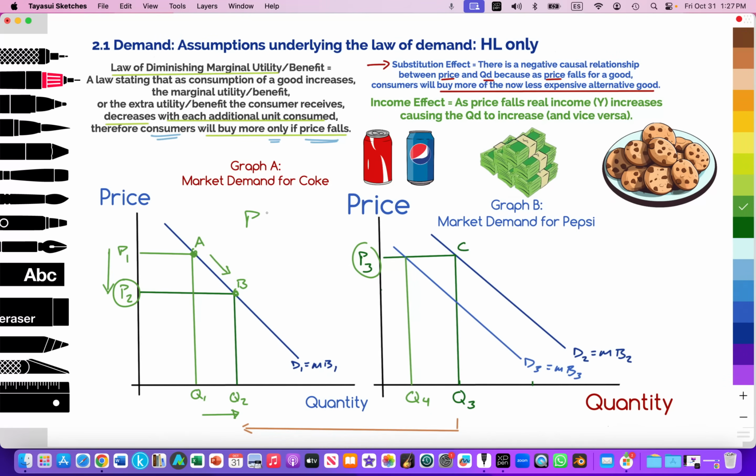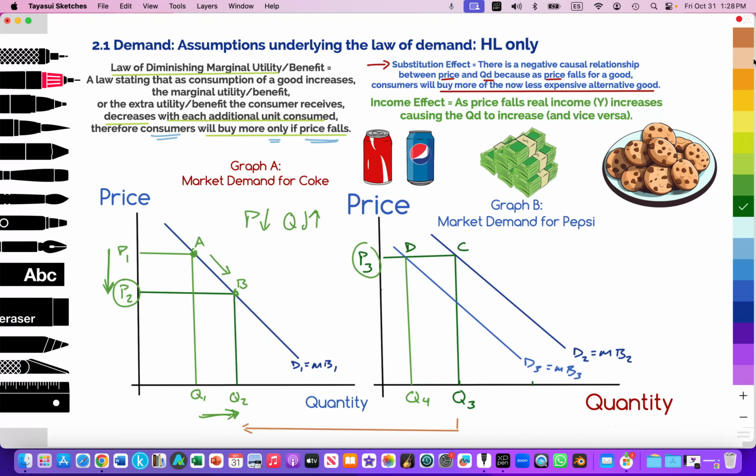So here we see as price falls and Coke becomes a cheaper alternative, their quantity of demand is going to increase due to this substitution effect. Again, there is a negative causal relationship between price and quantity demanded, because as price falls, as we see here, for a good, consumers will buy more of this now less expensive alternative good, that being Coke lowering price versus Pepsi. And that is the substitution effect. And again, you can use this model for illustrating the non-price determinant of demand, price of related goods, substitutes.